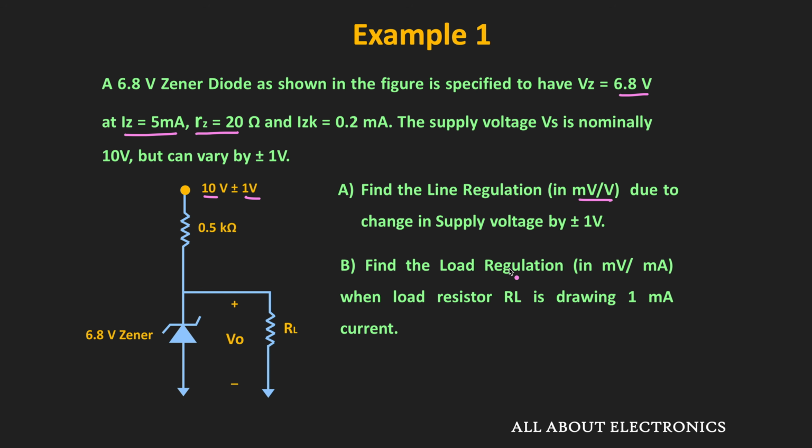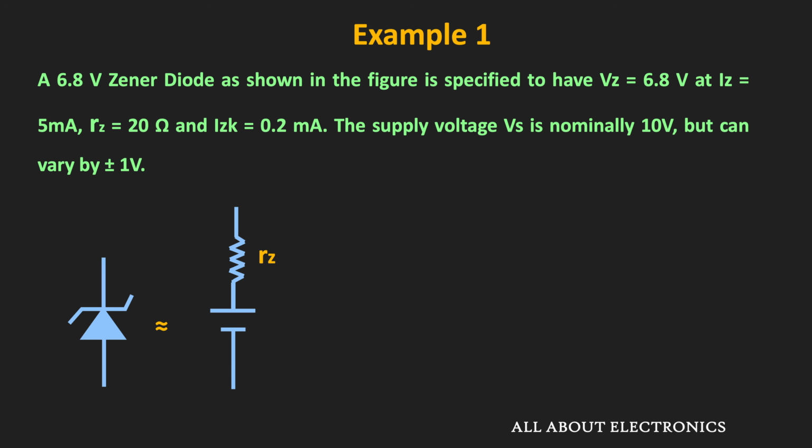And similarly, we have also been asked to find the load regulation in millivolt per milliampere when the load current is equal to 1 milliampere. So let us find that. Here, first of all, we have been given that the Zener voltage Vz is equal to 6.8 volt when the current through the Zener diode is equal to 5 milliampere. And here, the value of Rz is equal to 20 ohm.